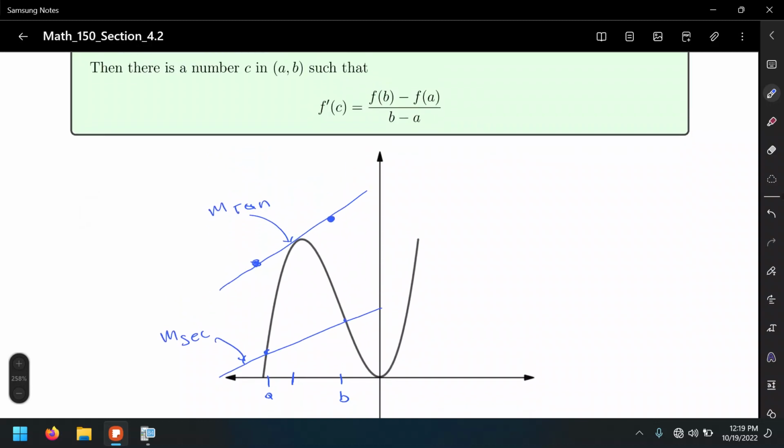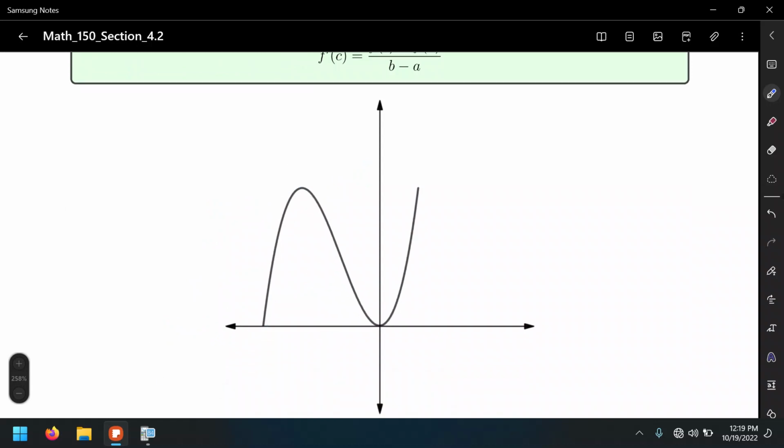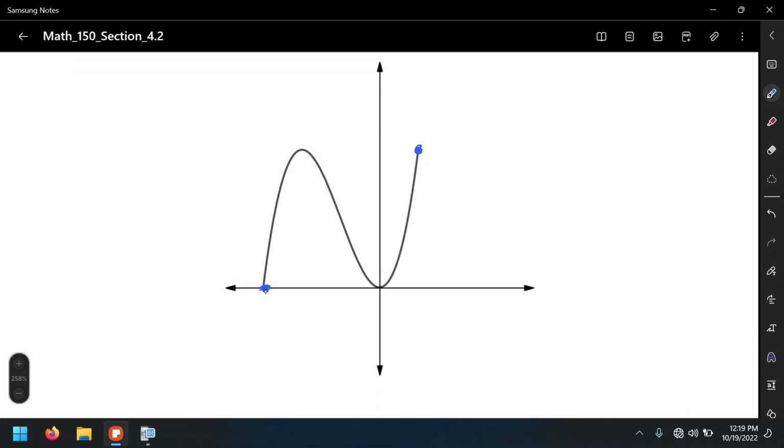So that's one example, right? Taking these two points right here. And another possibility, okay, let me erase all this. What if I take this point, for example, and that point? So notice in this case I'm using a totally different interval here, not the same interval.